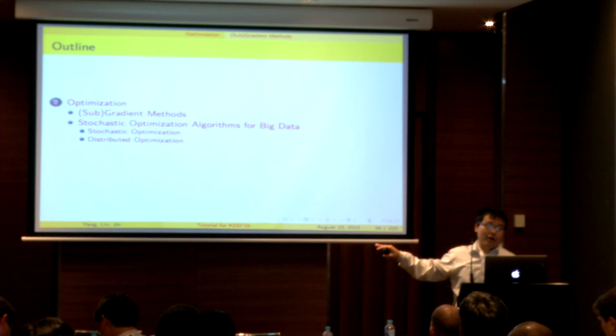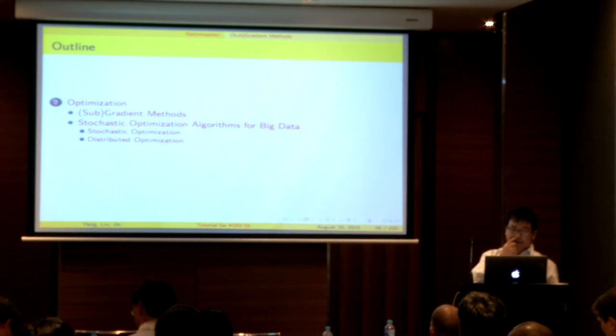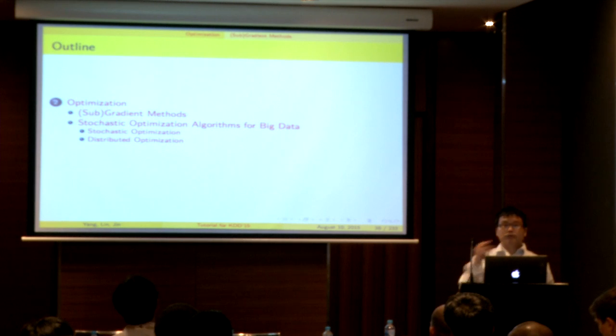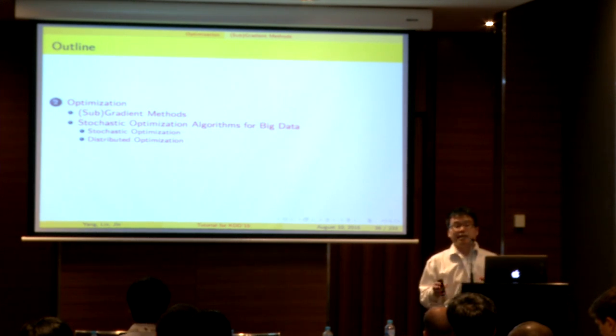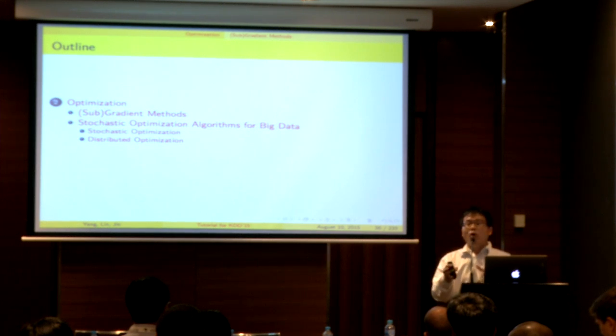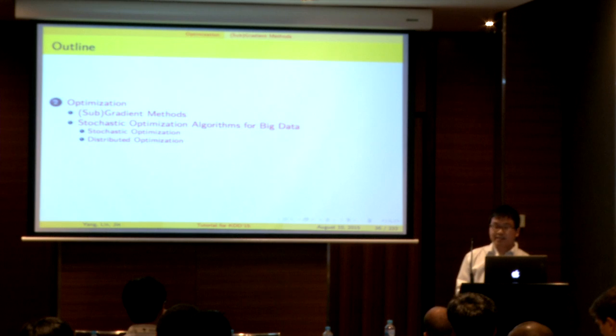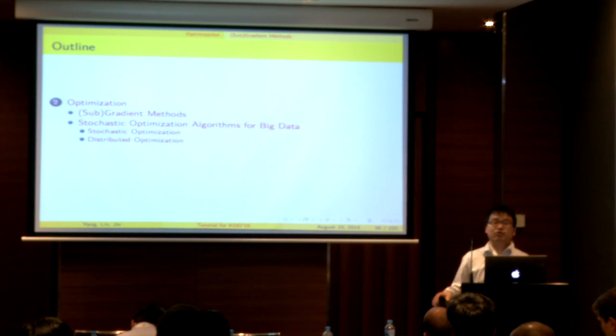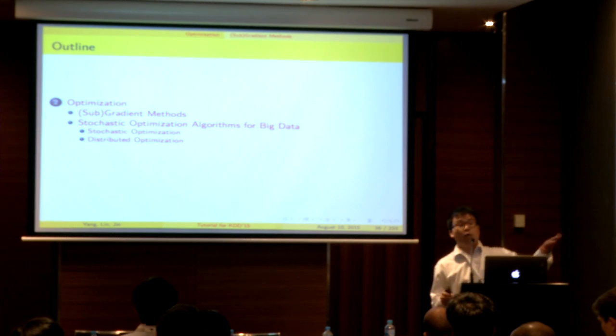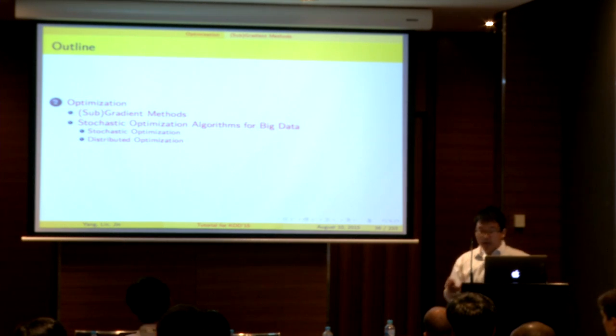In the other parts of this tutorial, I will talk about the stochastic methods. I will focus on two parts. First, I will talk about stochastic optimization in a single machine setting, in the case where you are able to put all the data on one machine and run your analysis. In the second part, I will talk about the case where data is too large to be stored on one machine, so you have to consider distributed optimization with data stored on different machines in a cluster.